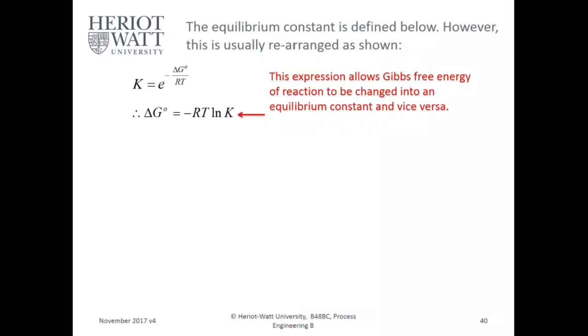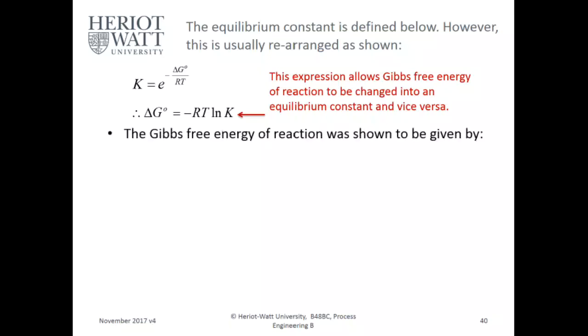However, this is usually rearranged to show K equals e to the power negative delta G over RT, and delta G equals negative RT log of K. These are important equations to remember. This expression allows the Gibbs free energy of a reaction to be changed into an equilibrium constant and vice versa.